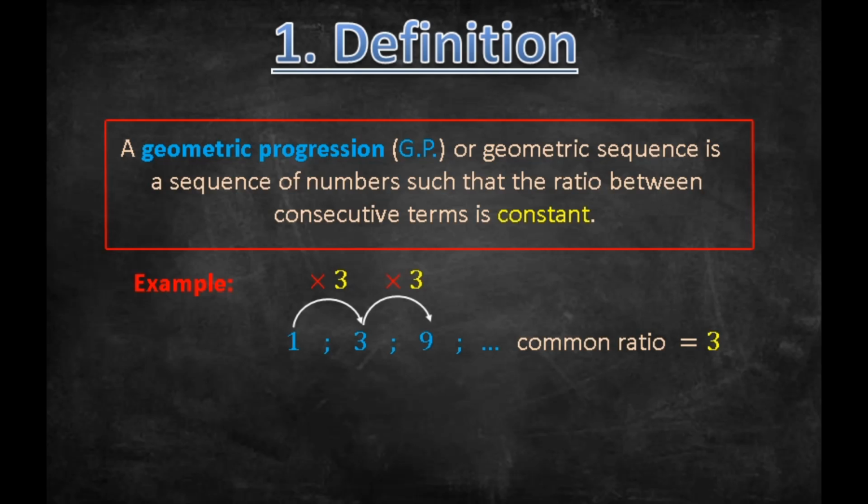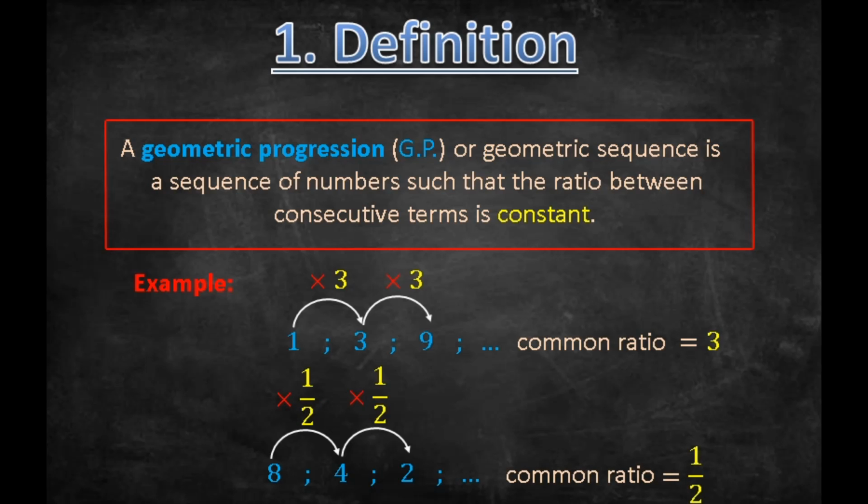Let's take the sequence of numbers 8, 4, 2, etc. We divide by 2 each time to get to the next term in a sequence. Another way of seeing this is we are multiplying by a half. So the common ratio in this case is a half.